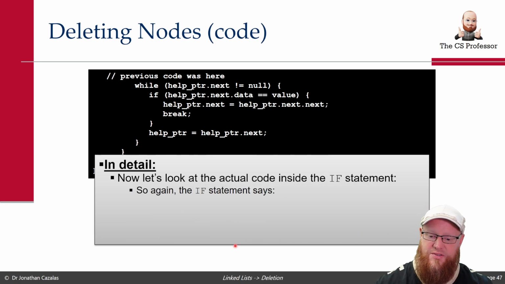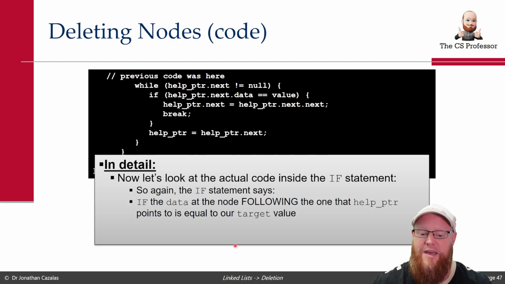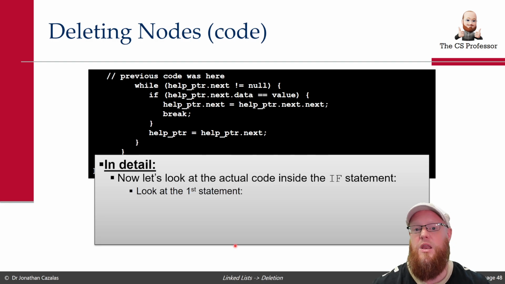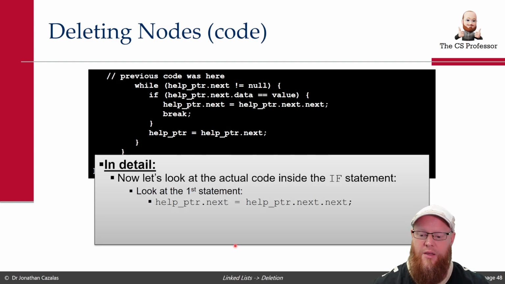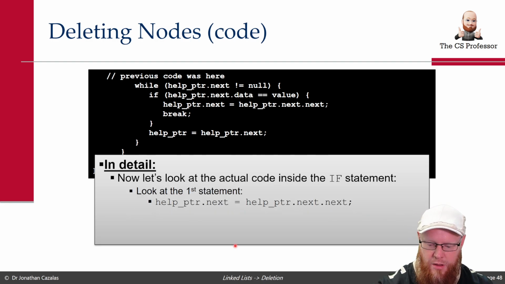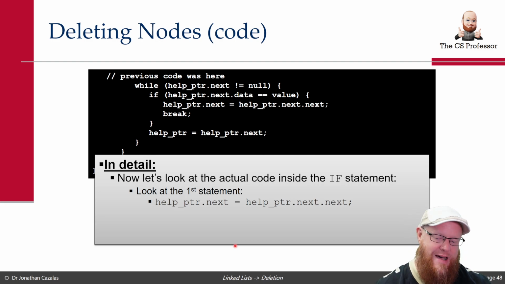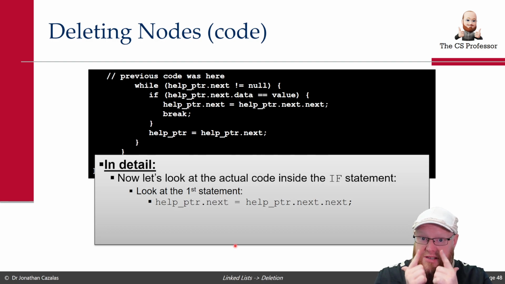So inside the if statement, we want to look at the code. One more time, the if statement says, if the data at the node following the one that help pointer is pointing to is equal to our target value, we enter that if statement and we perform those two lines of code. That first statement is this one. Help pointer.next equals help pointer.next.next.